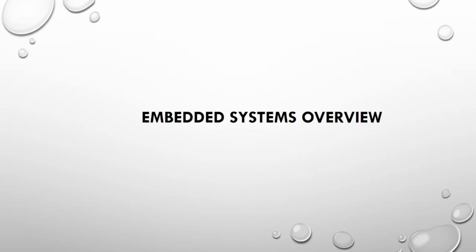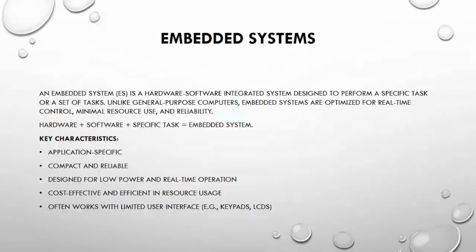And this is an embedded systems overview. Embedded systems. An embedded system is a hardware-software integrated system designed to perform a specific task or a set of tasks. Unlike general purpose computers, embedded systems are optimized for real-time control, minimal resource use, and reliability. And the formula of an embedded system is simple: hardware plus software plus a specific task.